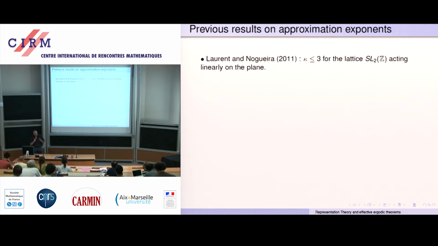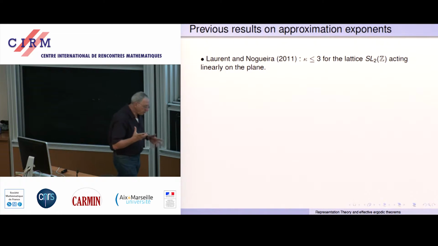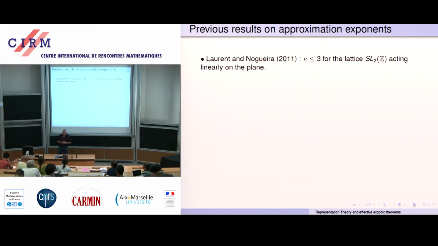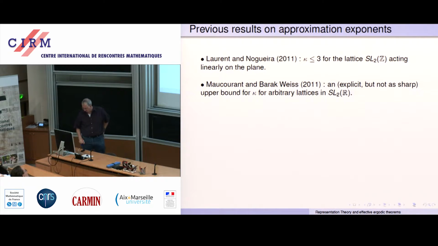And you can ask, how big are the matrices in SL2Z that you need to take in order to approximate by your dense lattice orbit? It's a very concrete, very classical issue. And so Laurent and Nogueira gave a bound of 3 for the power of 1 over epsilon.